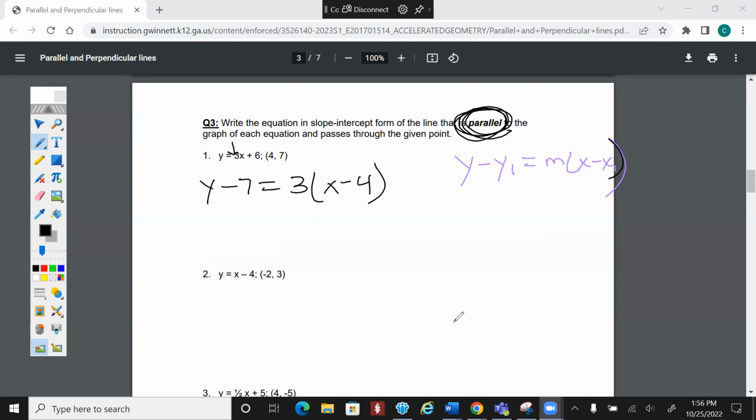Now I'm going to be honest with you. Your answer choices are not going to look like this. So you're going to want to put this into y equals mx plus b format. So I'm going to distribute. And then I'm going to move that 7 to the other side.